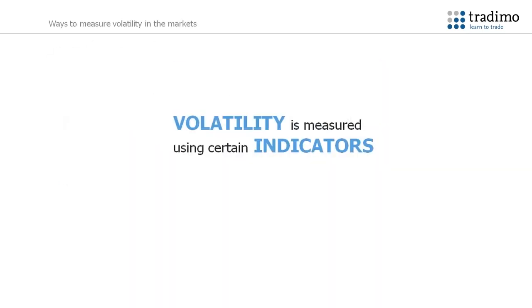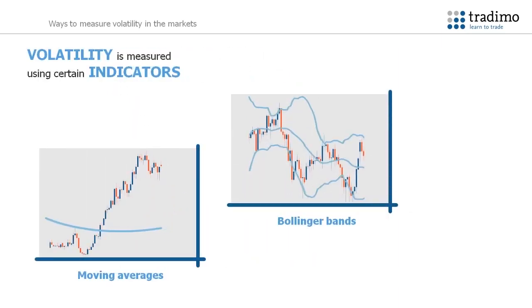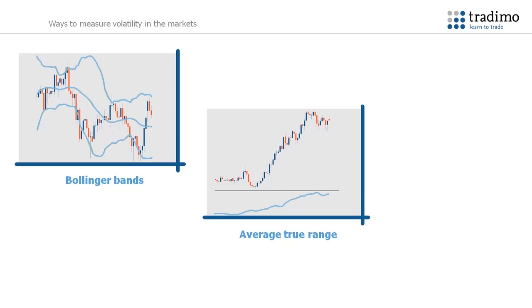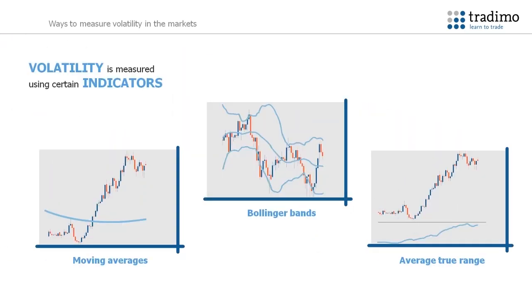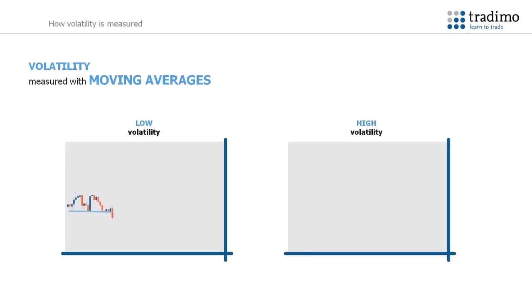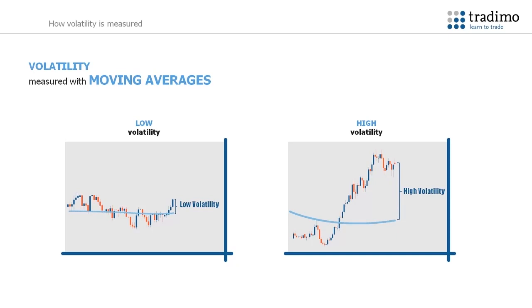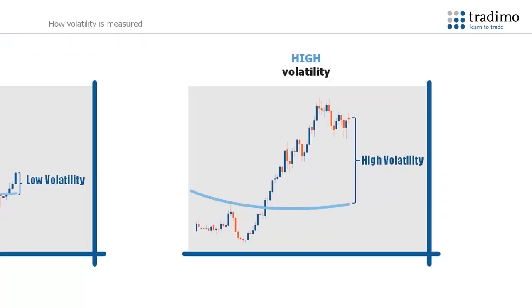In trading, volatility is measured using certain indicators. Moving averages, Bollinger Bands, and average true range are the most common indicators to use. Each of these indicators can be used slightly differently to measure the volatility of an asset and, more importantly, interpret this data in a different format. Let's first take a look at moving averages. Moving averages are displayed on the actual price chart, and the relation of the moving average to the current price gives an indication of the volatility of the asset. The further the price is from the moving average, the higher the volatility of the asset.